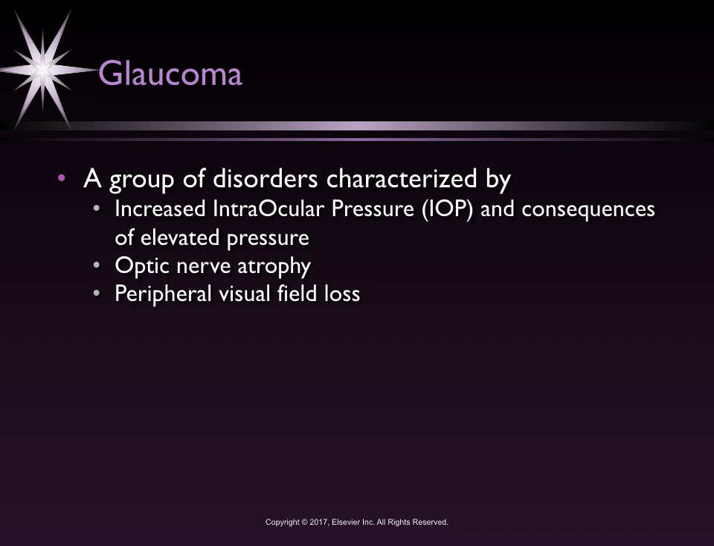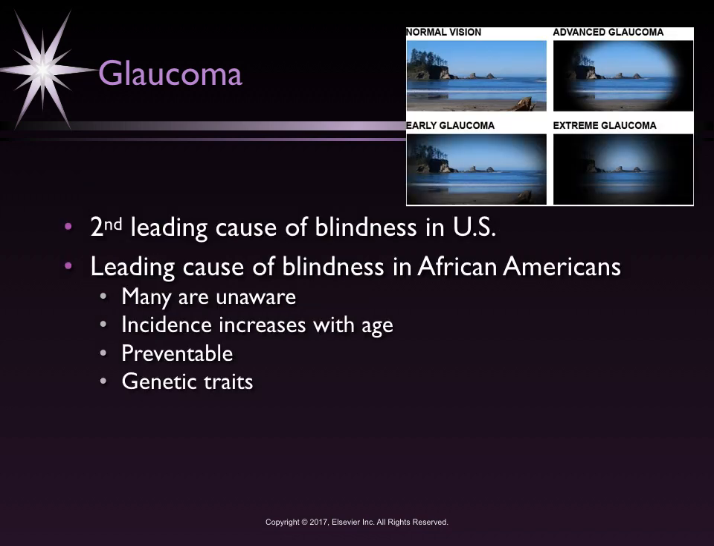Often it can result in optic nerve atrophy and peripheral vision field loss. So what I was just mentioning before, this is what somebody would see that had glaucoma. They would start out with early glaucoma with what they call tunnel vision. So it's dark on the peripheral areas, and gradually it just becomes smaller. Their vision becomes smaller and smaller as far as what they can see.